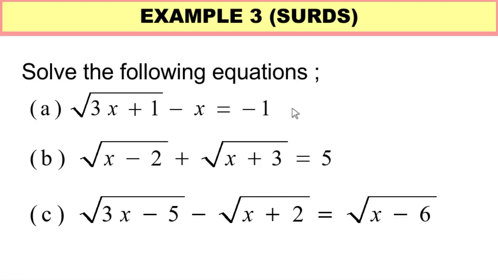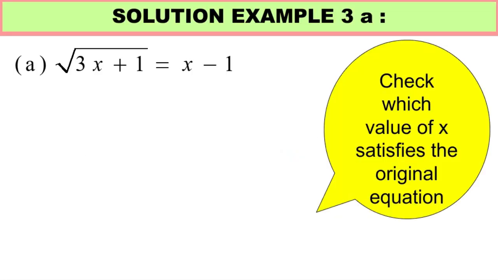In example 3, we have 3 different patterns of equations involving surds with 3 different approaches. So we're going to discuss the best approach if we have 1 surd, 2 surds, and 3 surds in one equation. In the first example, we have 1 surd in the equation. So we're going to isolate the surd on the left hand side by bringing x to the other side. To eliminate the surd on the left hand side, we're going to square both sides of this equation.